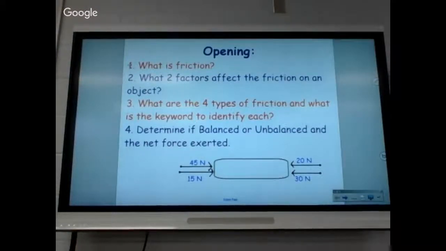The force that's applied. For example, remember we took our hands, we rubbed them gently, and then we pushed really hard. Which one gave you more friction? Pushing hard, more force. So more force will give you more friction. All right, number 3. Give me one type of friction, Keely.